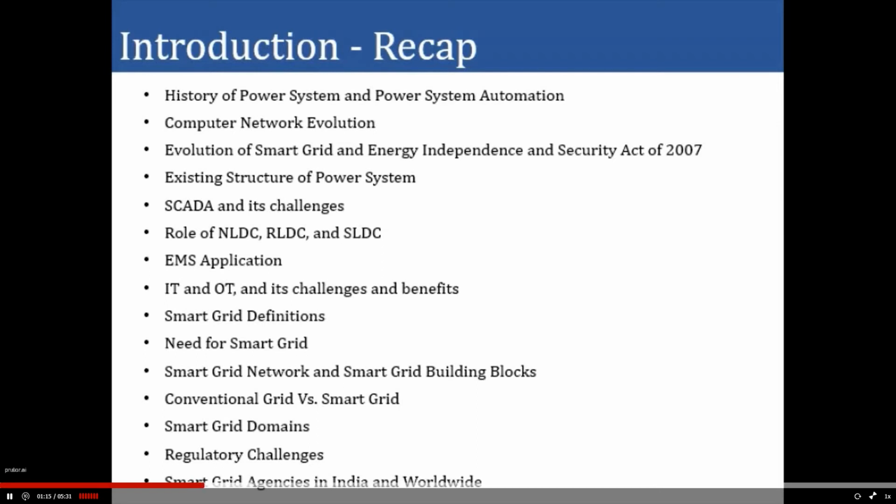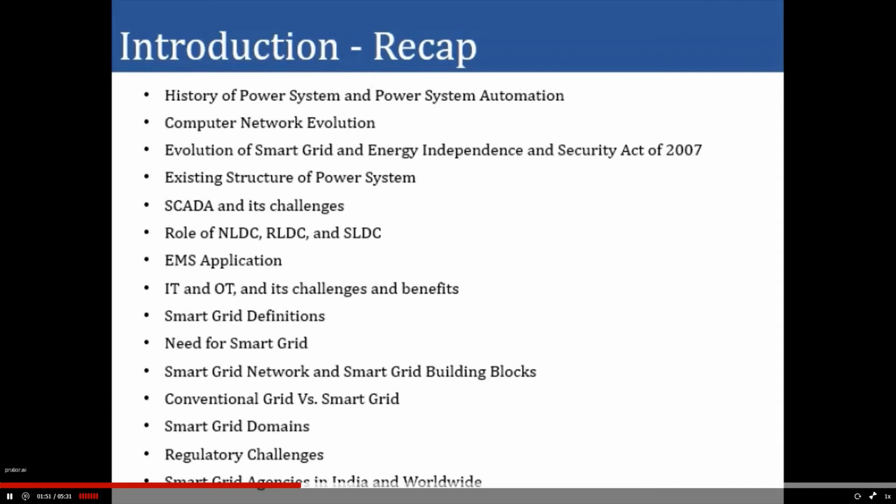Then we discussed the evolution of Smart Grid and Energy Independence and Security Act. So, Energy Independence and Security Act, that is EISA 2007, was implemented in US in January 2008, and that EISA 2007 Act gave the word called Smart Grid. Then we discussed the existing structure of power system. We discussed how hierarchically the power is being transferred from generating stations to the load end.